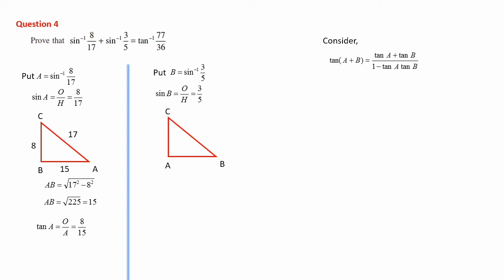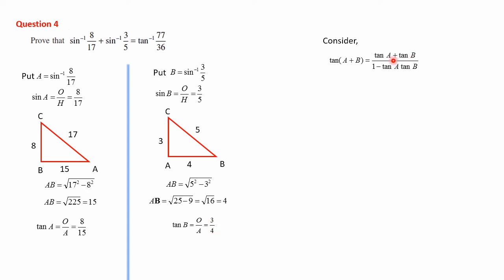Then with respect to B, opposite is AC, hypotenuse is BC. So we will mark those as 3 and 5. Then we will calculate AB. AB is equal to root of 5 square minus 3 square, that is equal to root 16, and we will get 4. So AB we have got as 4. Then tan A we have calculated. Now we need tan B. B is the angle, B angle is here. So tan B is equal to O by A. O by A is 3 by 4.